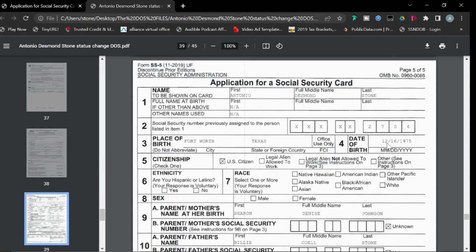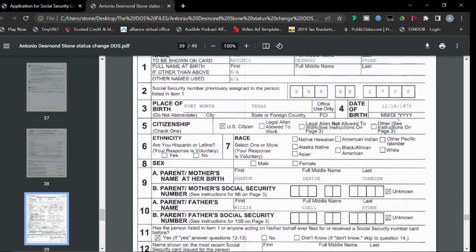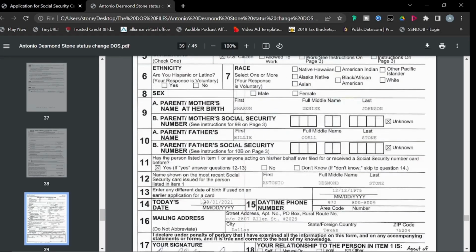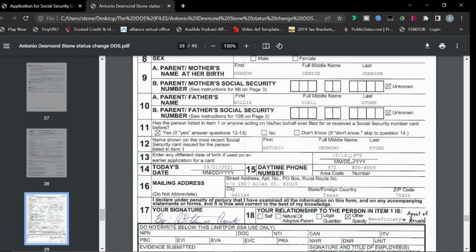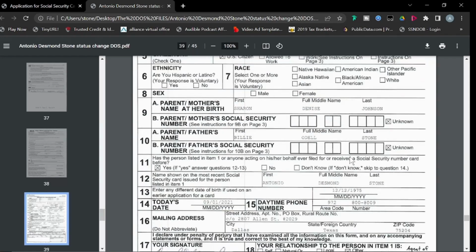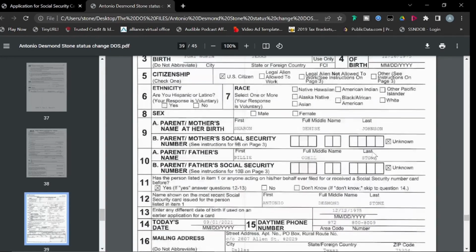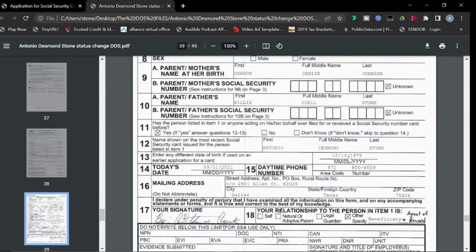You go ahead and put your birth there. Go ahead. This is when you're trying to replace a Social Security card. When you're changing your status, you put your birth date here. Your birthday goes here. But when you do the application, you have your birth date here and birth date here too. Okay, this is just to get your replacement.